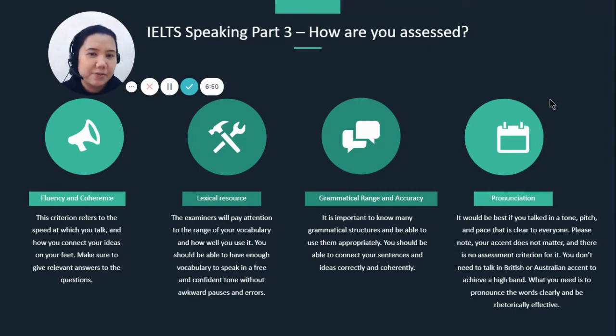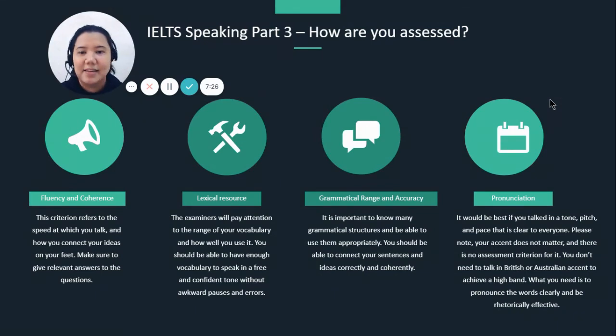Your lexical resource. The examiners will pay attention to the range of your vocabulary and how well you use it. You should also have enough vocabulary to speak in a free and confident tone without awkward pauses and errors. Next, your grammatical range and accuracy. It is important to know many grammatical structures and be able to use them appropriately. You should also be able to connect your sentences and ideas correctly and coherently.